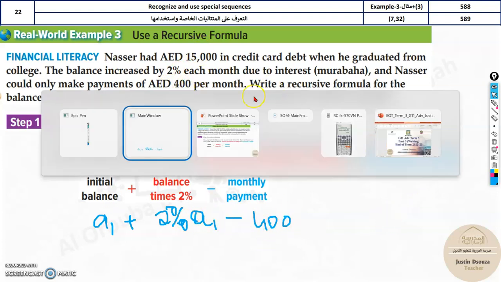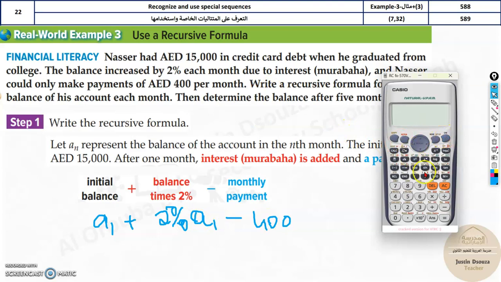So what is 2% of A1? One second, let me just do it. 2% would be, I think, 150 into 2, sorry, 300. Yes, it's 300 exactly. So 15,000, 2% will be 300. So he is not only paying 15,000, he has to pay 15,300, but 400 is subtracted.